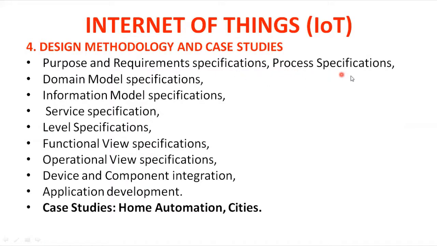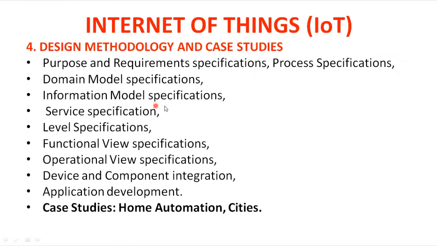the second step, the process specification. Under the process specification, you are going to draw the use case diagrams. And then the domain model specification. What is the domain model specification? How can you define the domain model? In this case, you are going to draw some classes, that means you are defining the different entities and the entity related information.